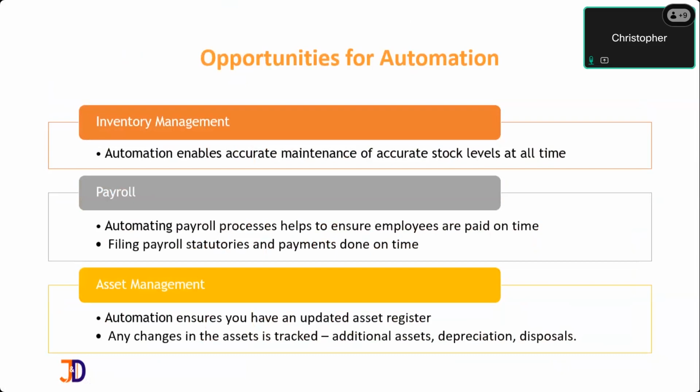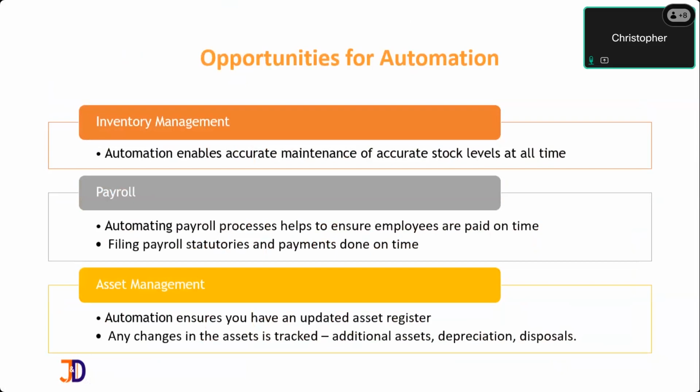On assets, if you introduce technology to asset management, you'll be able to track any changes to those particular assets that you have. It will keep up a lively asset register. Then it will do all operational tasks such as adding assets, depreciating, and doing disposals of the assets. By doing that, it will maintain your asset register in a more accurate way.